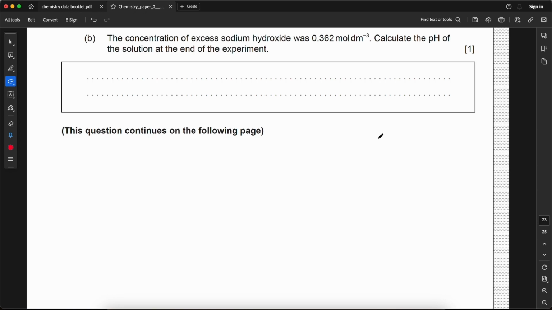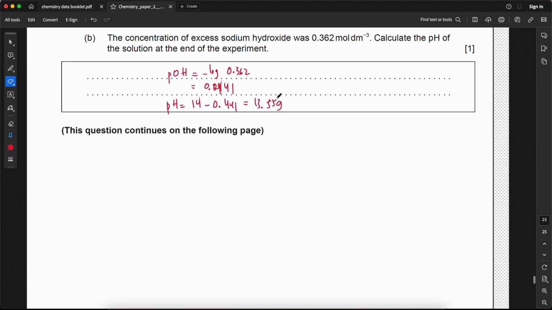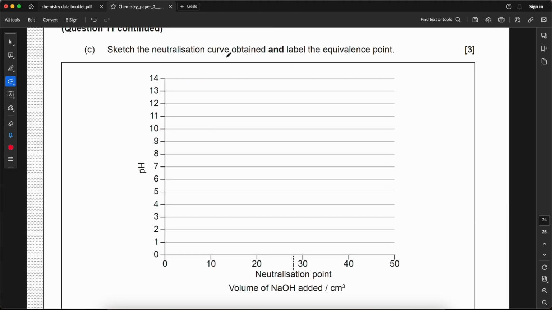The concentration of excess sodium hydroxide was 0.362 mol dm^-3. Calculate the pH. pOH first, because this one is sodium hydroxide. That will be negative log 0.362, which is 0.441. pH will be 14 minus 0.441, which is 13.559.